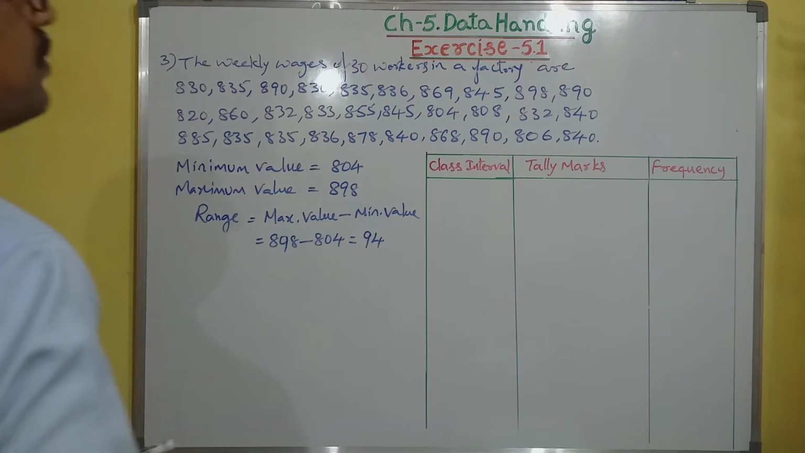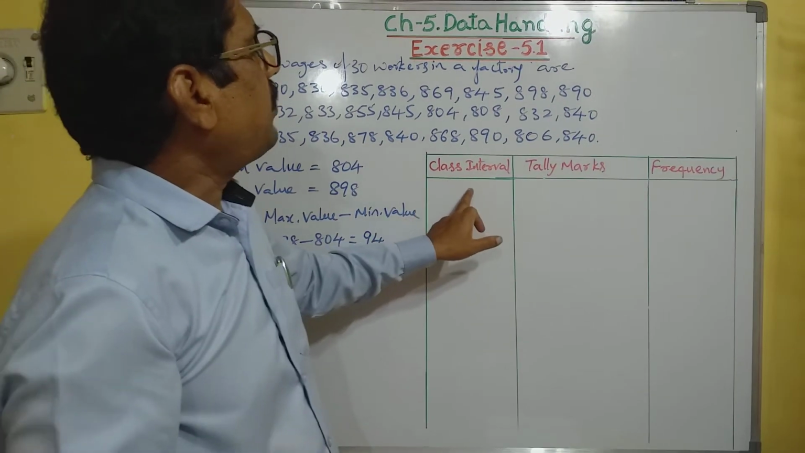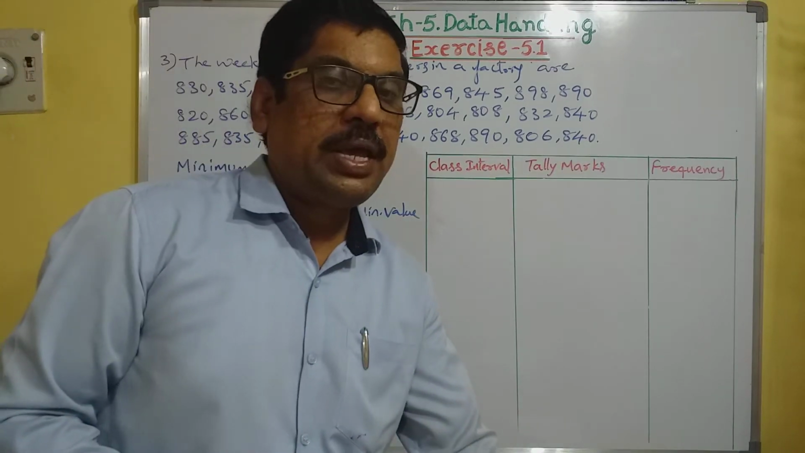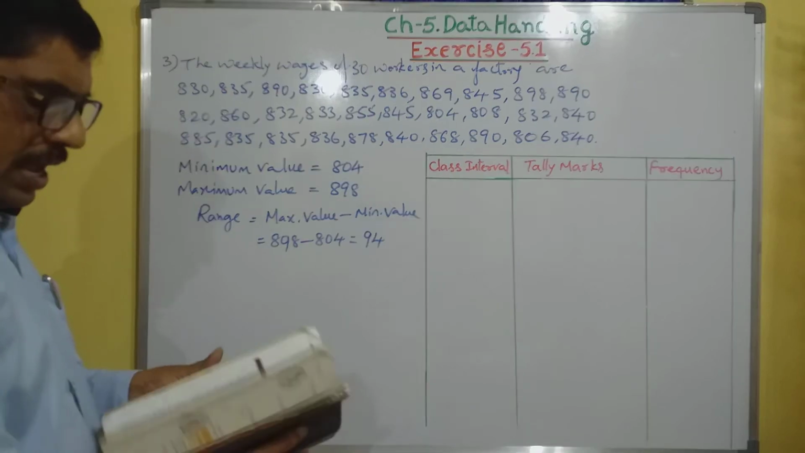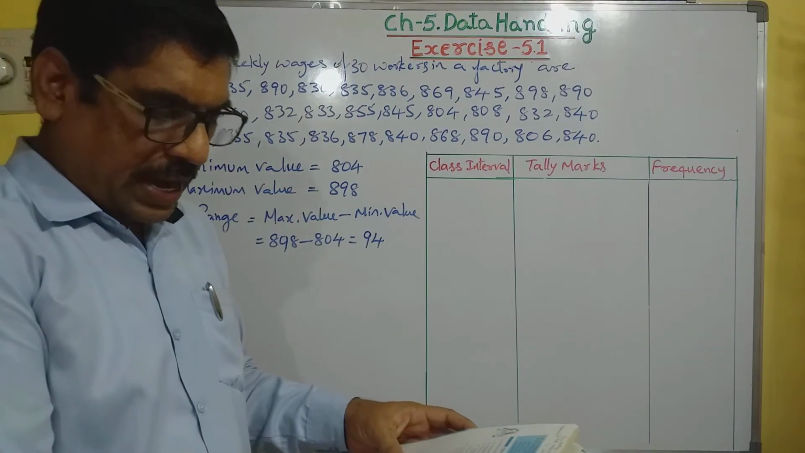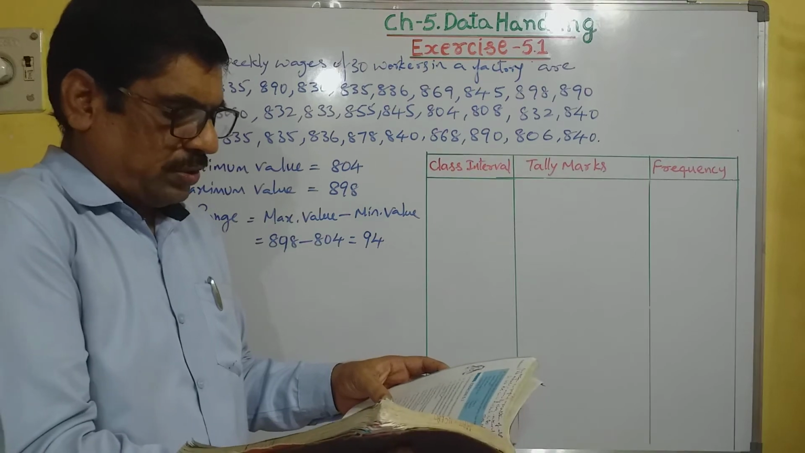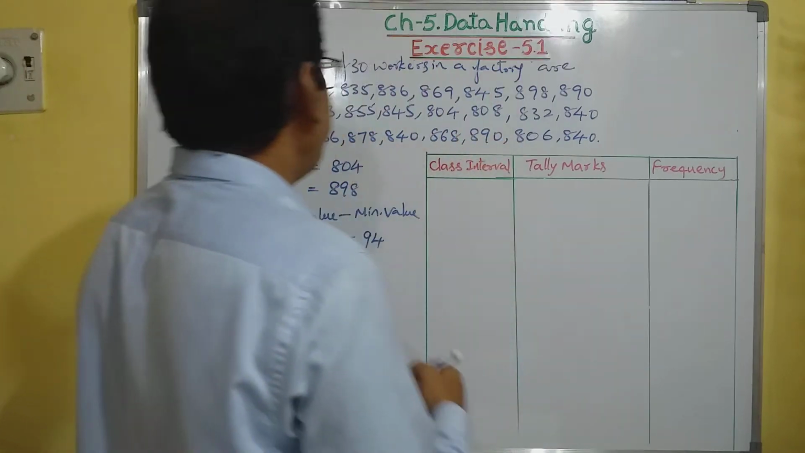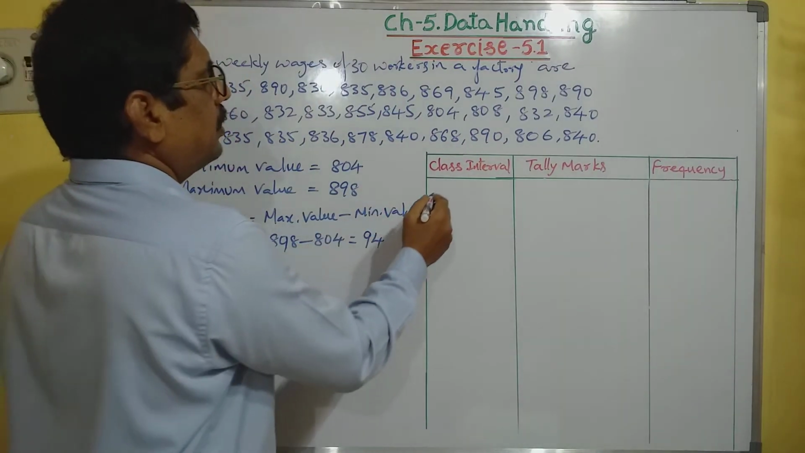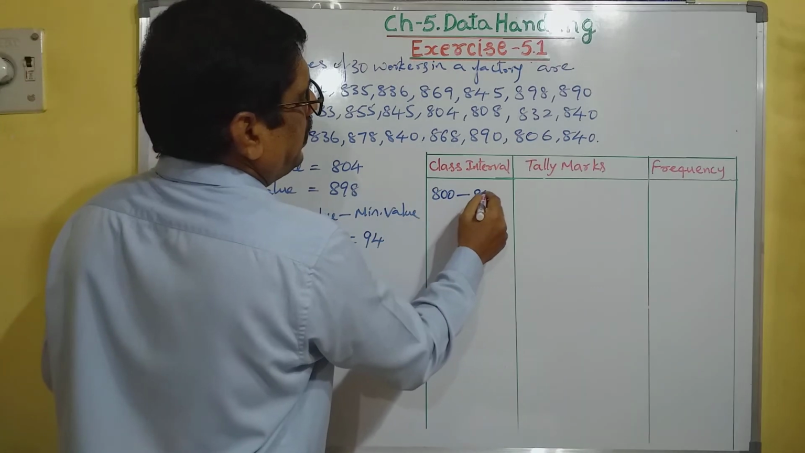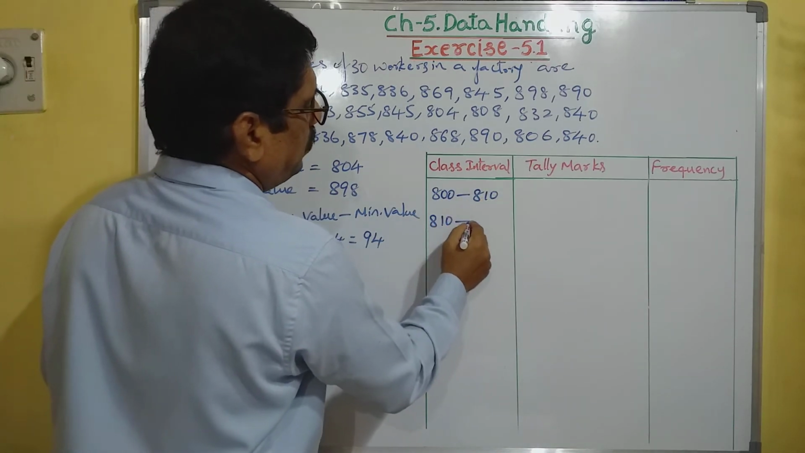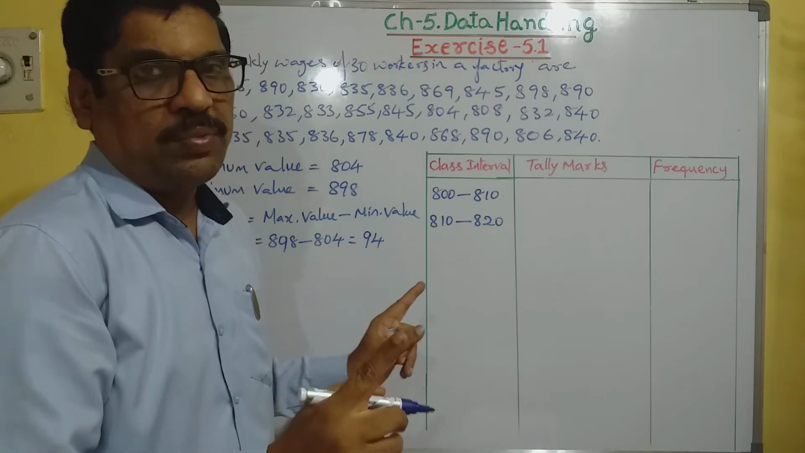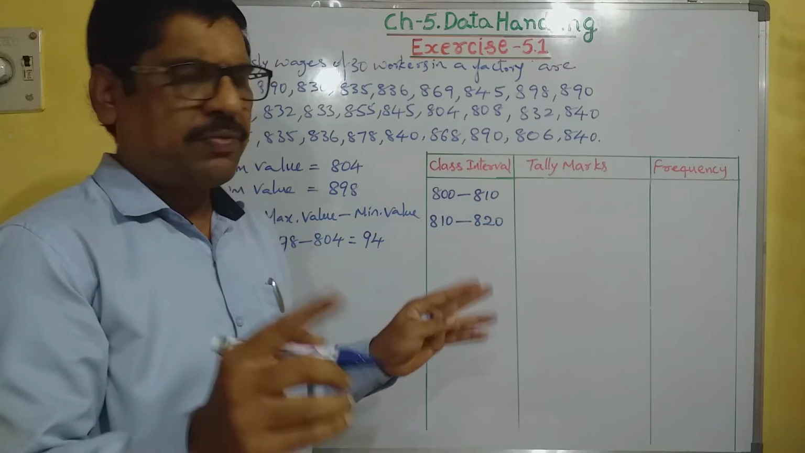Now let us prepare the frequency distribution table. Here we have class interval, tally marks and frequency. The class intervals we have to take, he asked us to take the classes as 800 to 810, 810 to 820 and so on. So using the tally marks, make a frequency table with intervals like 800 to 810. Let us start with 800. So 800 to 810 and next 810 to 820. That means in each class we have 10 possible values. 800 to 810 means there is a gap of 10 numbers.